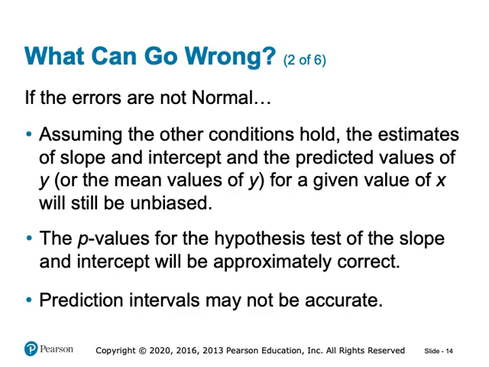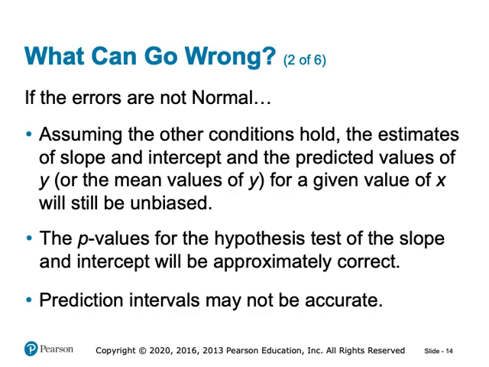P-values for hypothesis tests will be approximately correct. The p-values obtained from hypothesis tests on the slope and intercept will still be reasonably accurate. This means that even with non-normal errors, we can still conduct hypothesis tests on our regression coefficients with some confidence that the results are valid, assuming other conditions hold.